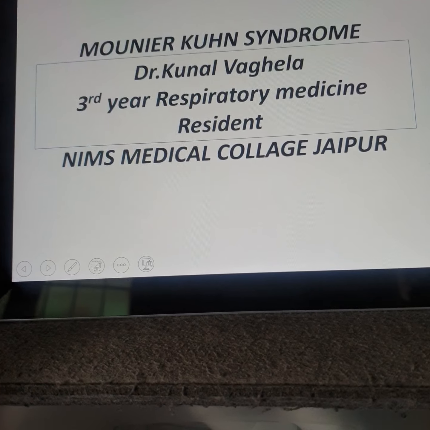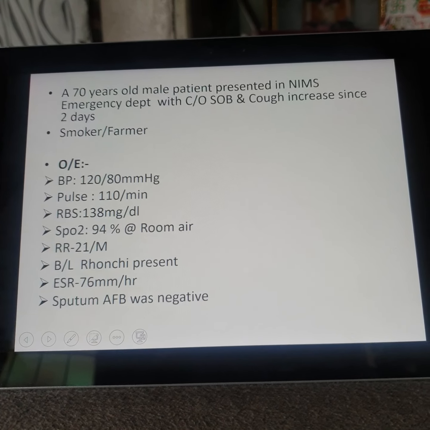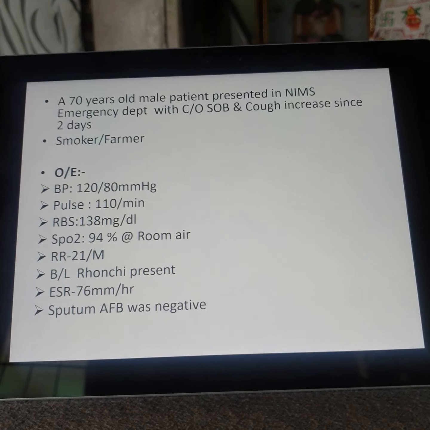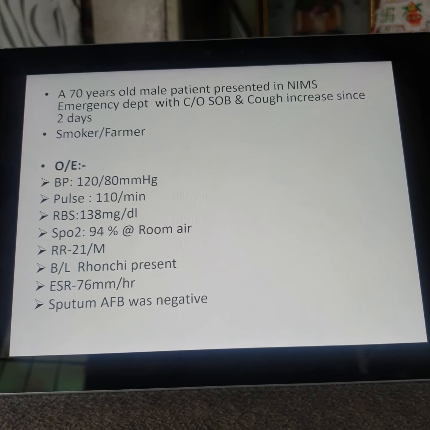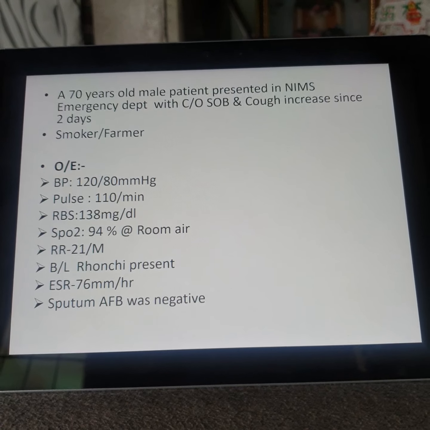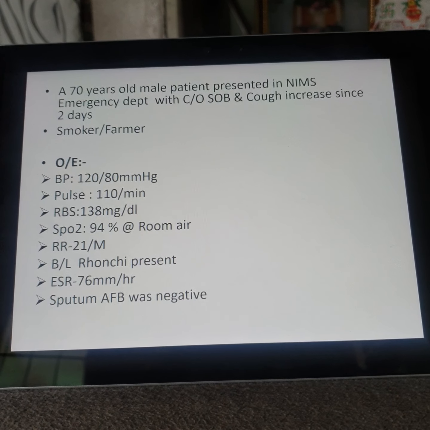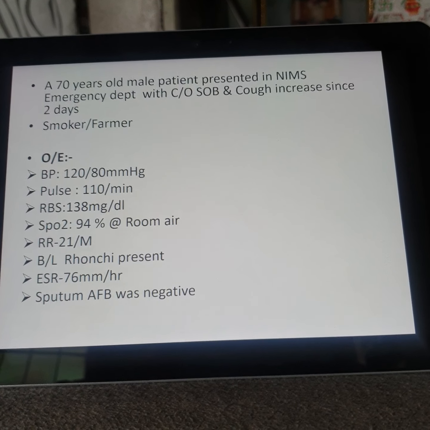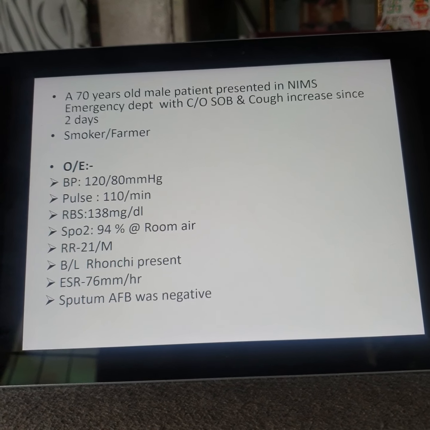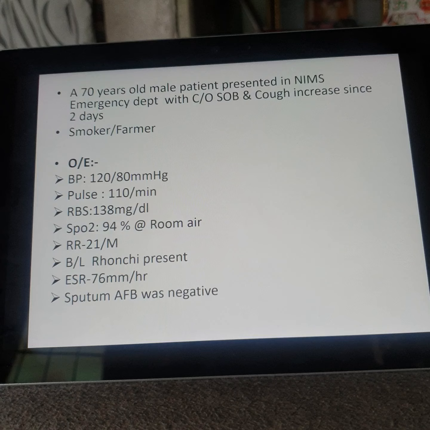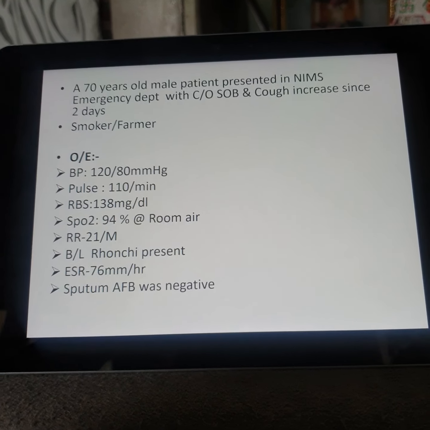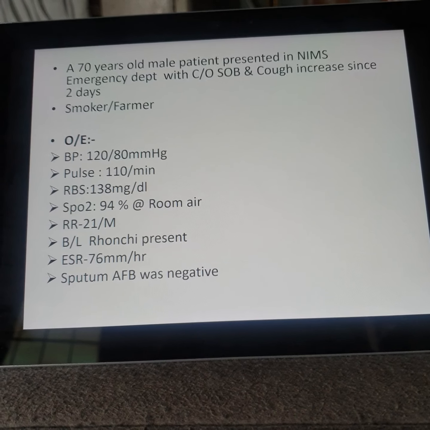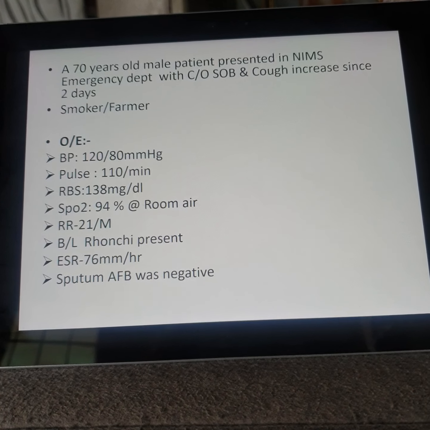So I am beginning with my presentation on a 70-year-old male patient presented in our emergency department with shortness of breath and cough, which has increased since 2 days. The patient is a smoker and a farmer by occupation with a background of COPD. On examination, we found that his saturation was 94, BP was 120 by 80, pulse was 110, and respiratory rate was 21. On chest examination, we found bilateral rhonchi with clubbing present.